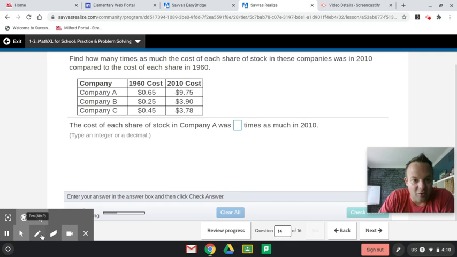Oh, wow. Find how many times as much the cost of each share of stock in these 3 companies was in 2010 compared to the cost of each share in 1960. All right, so we're going to divide each one of these. And then the cost of each share of stock in Company A was blank times as much as 2010. All right, so there's 2 parts remaining.